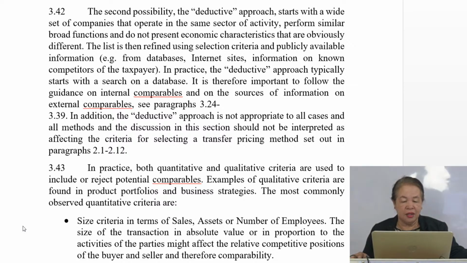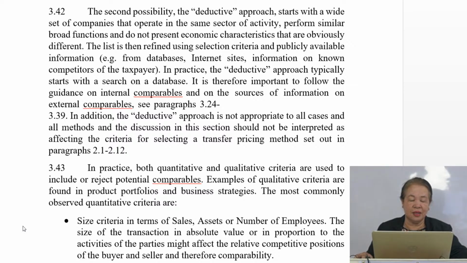of the taxpayer. In practice, the deductive approach typically starts with a search on a database, no? So, umpisa talaga siya sa database. It is therefore important to follow the guidance on internal comparables and on the sources of information on external comparables. See paragraph 3.24 to 3.39. So in addition, the deductive approach is not appropriate to all cases and all methods, and the discussion in this section should not be interpreted as affecting the criteria for selecting a transfer pricing method set out in paragraphs 2.1 to 2.12.